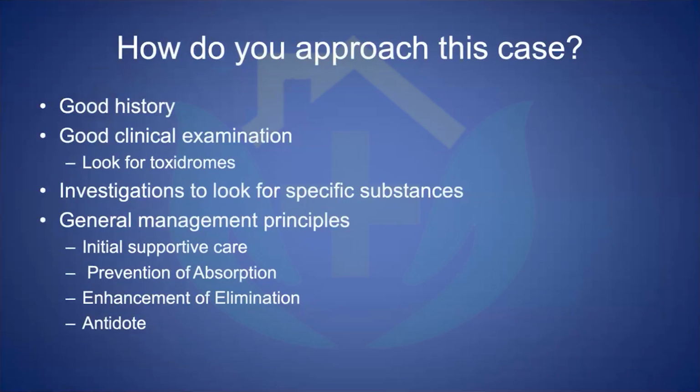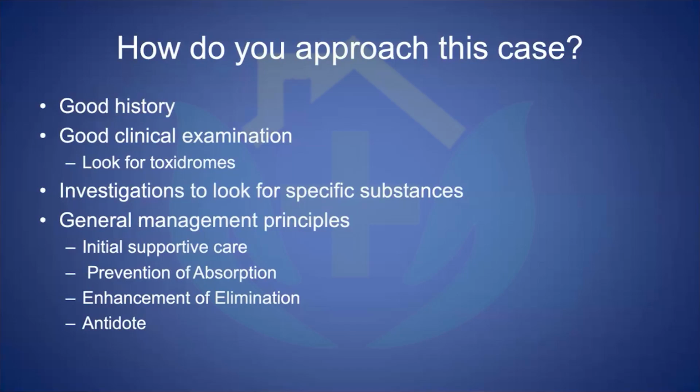You have to take a good history, do a good clinical examination, look for a toxidrome, and do investigations to look for the specific substance. The general management principle is the same: initial supportive care, prevention of absorption, enhancement of elimination, and antidote. Along with the ABC, the airway, breathing, circulation, and especially when you are dealing with organophosphorus poisoning, you have to cut off the absorption.